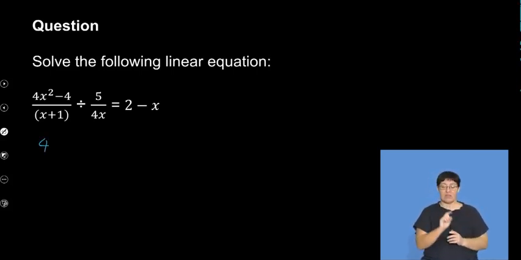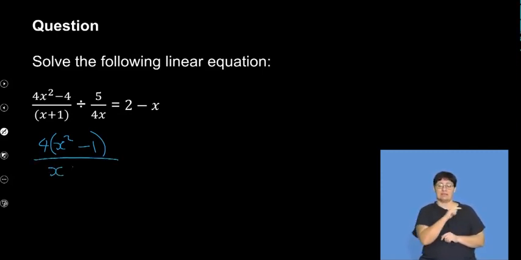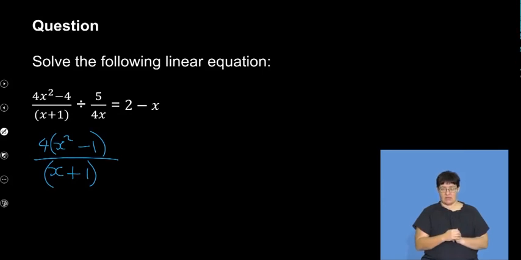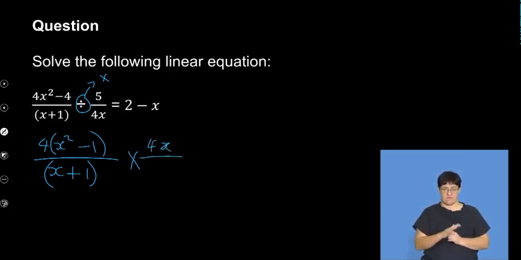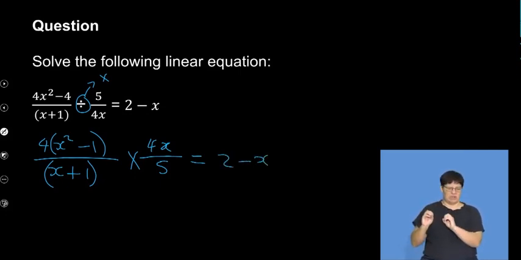So firstly, I will take out a common factor of 4, and this will be x squared minus 1. And all of this is divided by x plus 1. And then, because of this division sign there, I must change it to a multiplication, and I must tip and times my fraction there. So this will be multiplied by 4x all over 5, right? And this will be equal to 2 minus x. I don't need to do anything there. And then you start solving this.